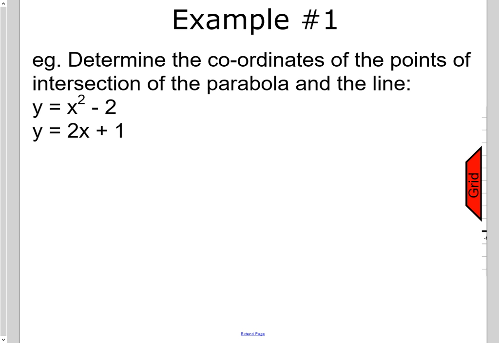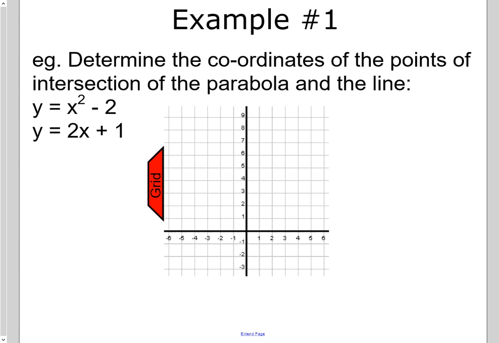All right, so we're just going to do some examples. Determine the coordinates of the point of intersection of the parabola and the line. So the first way that we can do this is through a graph. And if you're very good at graphing parabolas, this could definitely work. y equals x squared minus 2 is a parabola that opens up, starts at -2, and then it follows our 1, 3, 5 pattern.